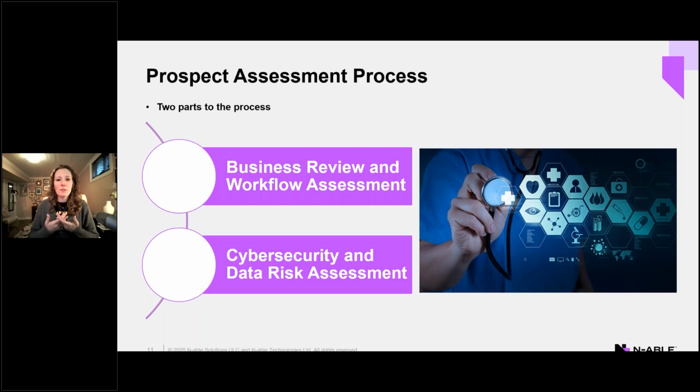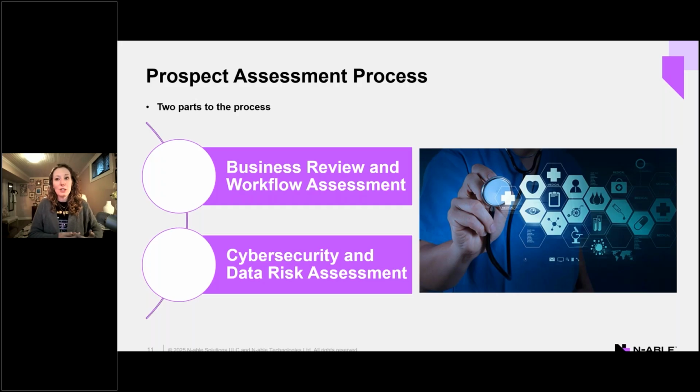So let's start off: what are the key components that make up your prospect assessment process? There are really two parts that I'm going to be talking about today: the business review and the workflow assessment. This is where we're going to be talking to the key stakeholders. If we weren't able to talk to everybody in that initial discovery phase, ideally you should be having all those key stakeholders in that first meeting.